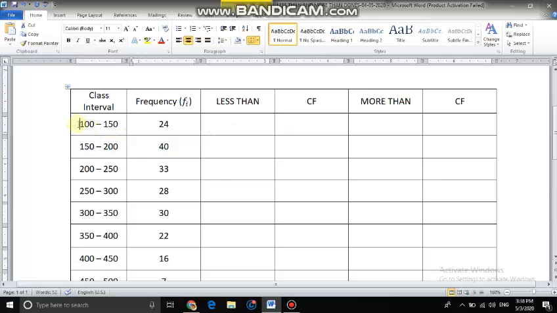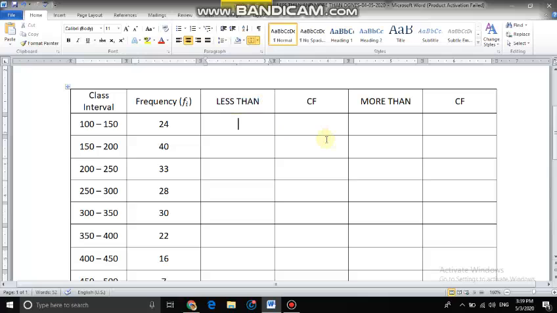Now if I ask how many persons are spending between 100 and 400, if I frame the question that way, what do you do? You just have to add all these numbers. Am I right? So 24 people from 100 to 150, 40 for 150 to 200, 33 for 200 to 250. The highlighted column numbers will be added, then I can tell you how many people are spending between 100 and 400. The less than type works similarly.